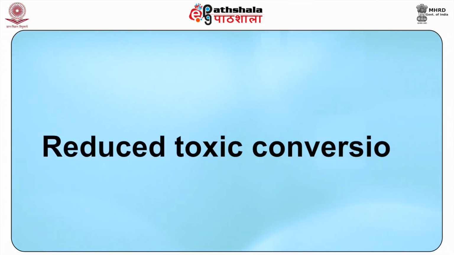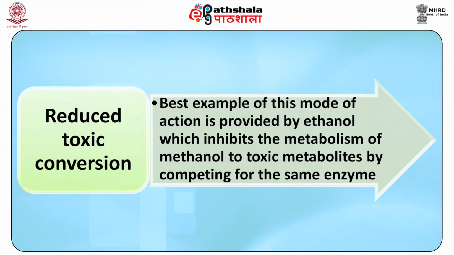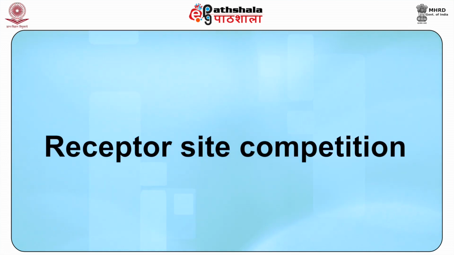Third, reduced toxic conversion. The best example of this mode of action is provided by ethanol, which inhibits the metabolism of methanol to toxic metabolites by competing for the same enzyme, that is alcohol dehydrogenase. Now the fourth, receptor site competition. Some antidotes displace the poison from specific receptor sites, thereby antagonizing the effects completely. The best example is provided by naloxone, which antagonizes the effects of opiates at stereospecific opioid receptor sites.